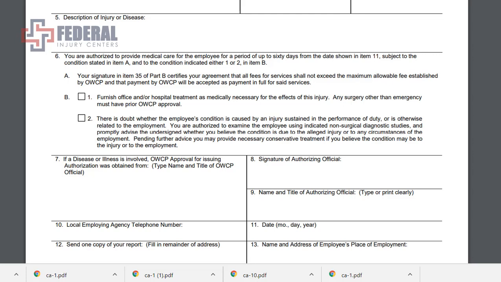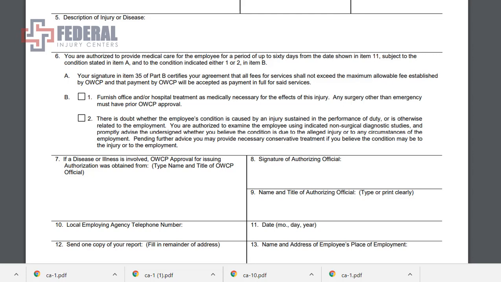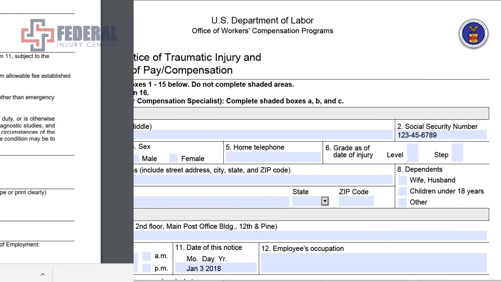Periodically, there's some question as to whether or not the employee actually deserves to have this form. And if that's the case, they still have to give it to you, but they have to make the selection here. Box 2. There is doubt whether the employee's condition is caused by an injury sustained in the performance of duty. If they believe that, then go ahead and just tell them you need to go ahead and check box 2. Otherwise, check box 1. OWCP is the only authority authorized to make the final decision on whether or not authorization and payment for treatment will be made through the use of this form.